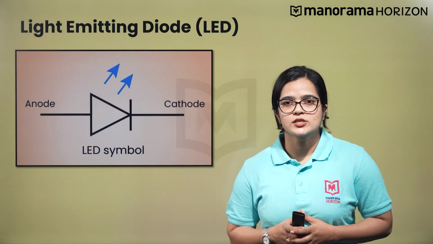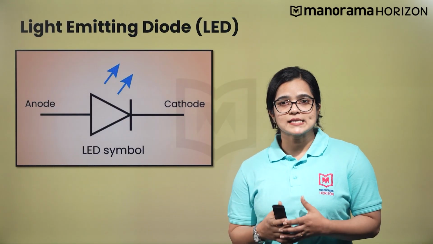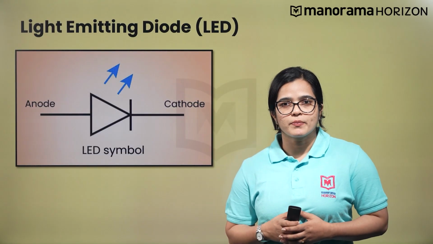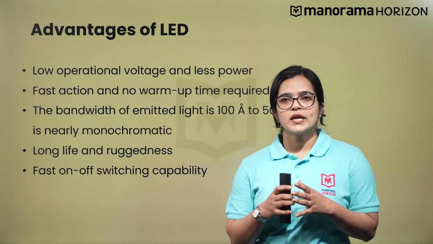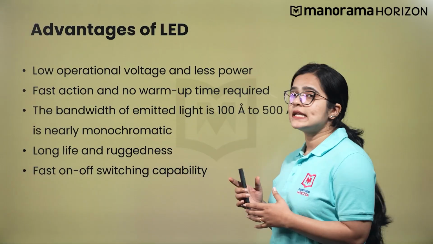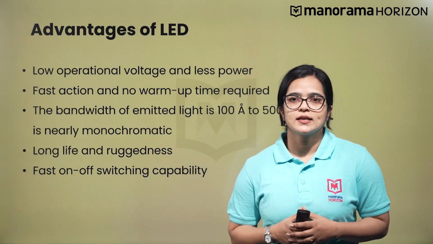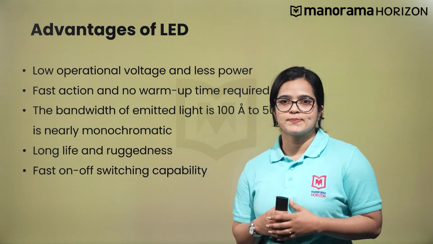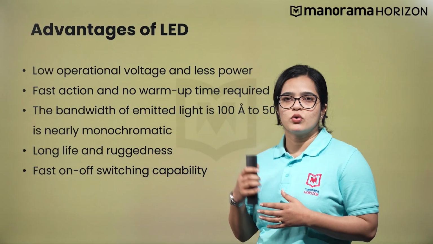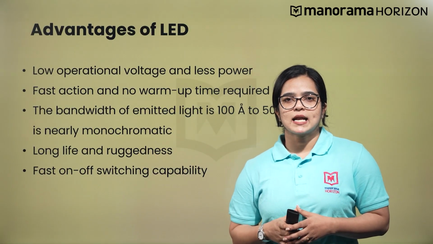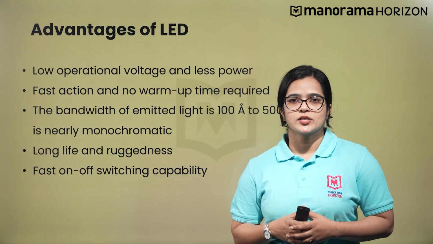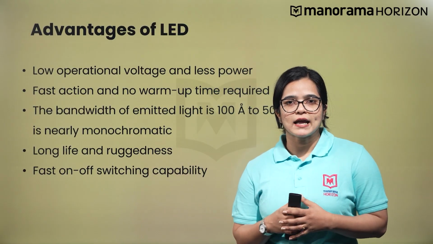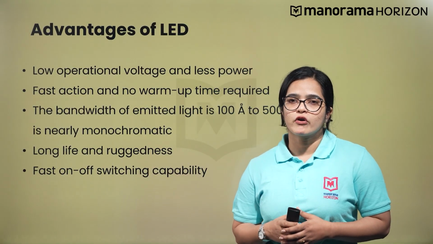LEDs are widely used as a standard source of light in electrical equipment. It finds applications in optical communication, security systems, remote control operations, robotics, etc. We can now list the advantages of LED over conventional incandescent low power lamps. This includes the low operational voltage and less power, the fast action and no warm-up time. The band width of the emitted light is 100 angstrom to 500 angstrom, or we can say that it is nearly monochromatic. Also, LEDs have long life and ruggedness and also fast on-off switching capability.